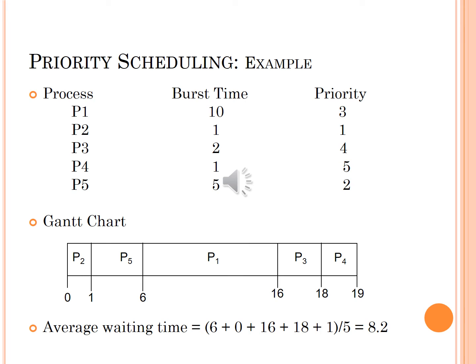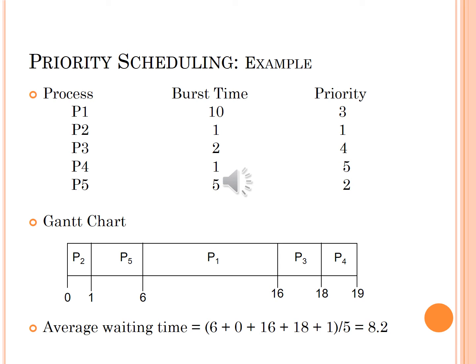The third priority is P1, and the burst time of P1 is 10. So we add 10 to 1 plus 5, which is 6. The fourth highest priority is P3, and the burst time of P3 is 2. So we add 2 to 16, which is 18. The lowest priority, number 5, is P4, and the burst time of P4 is 1. So we add 1 to 18.